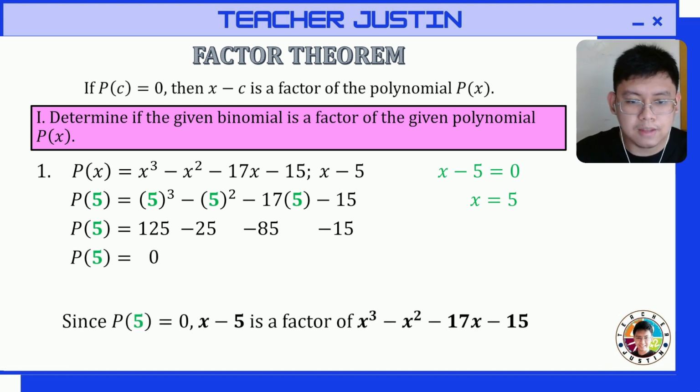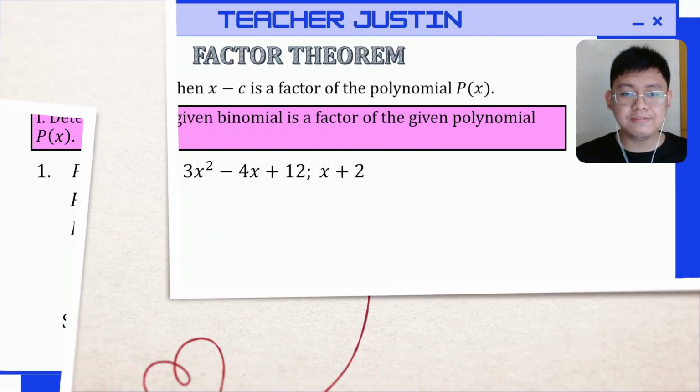So, since nag-end up tayo with 0, we can say that x minus 5 is a factor of the polynomial x cubed minus x squared minus 17x minus 15. And that's it. Ta-da! Alright. Let's have the second item.